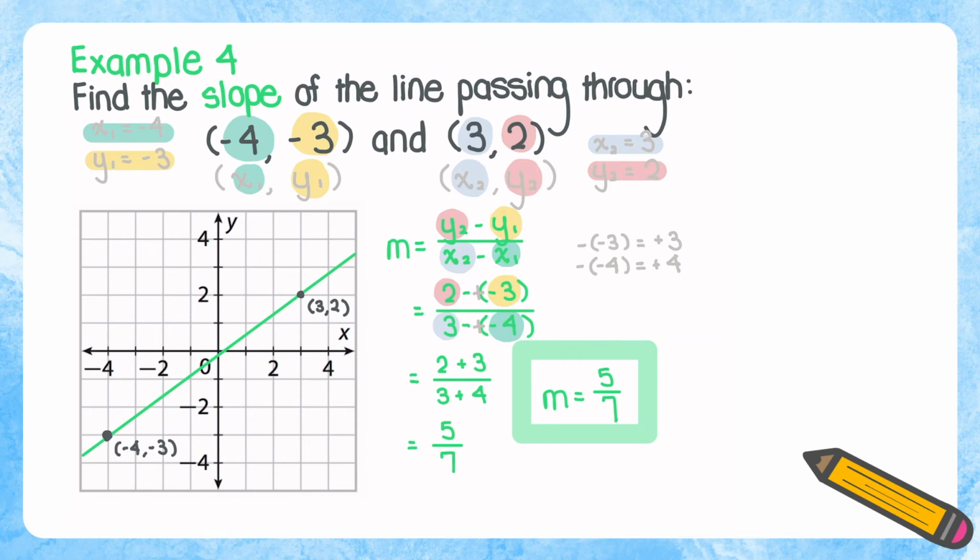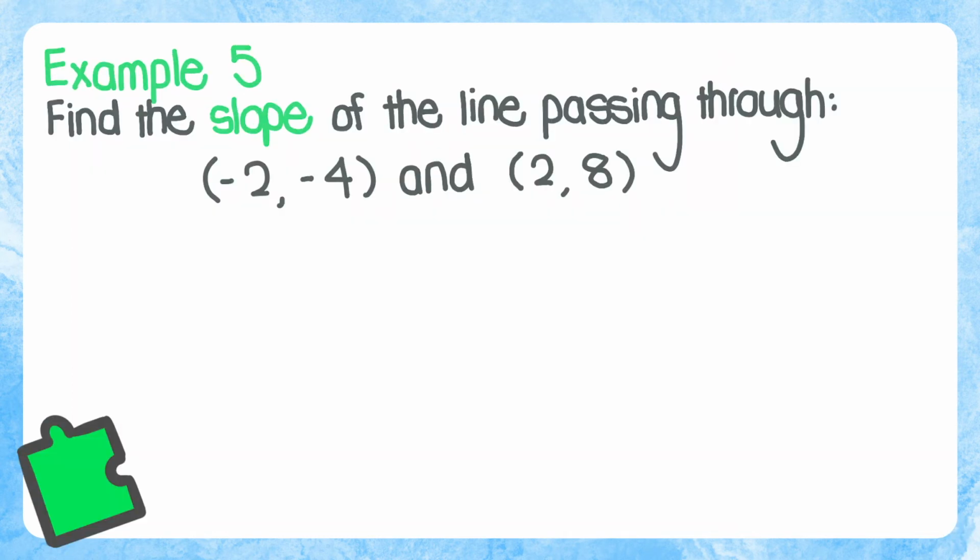So even if we have a negative number, like a negative coordinate, we still use the same steps. So with that idea of the double negatives becoming a positive thing in your head, please find the slope of the line passing through -2, -4 and 2, 8.